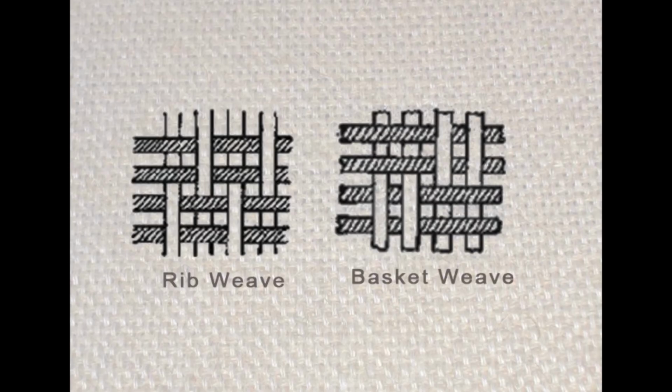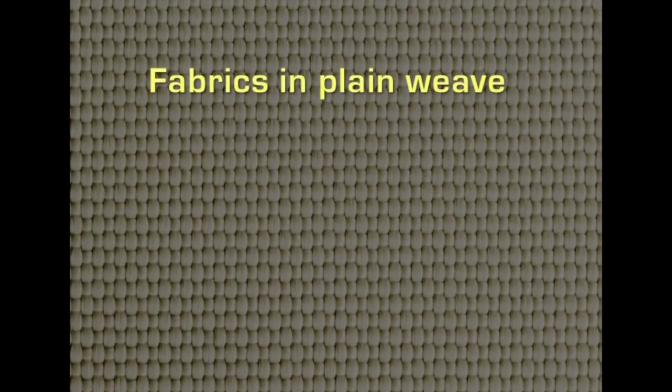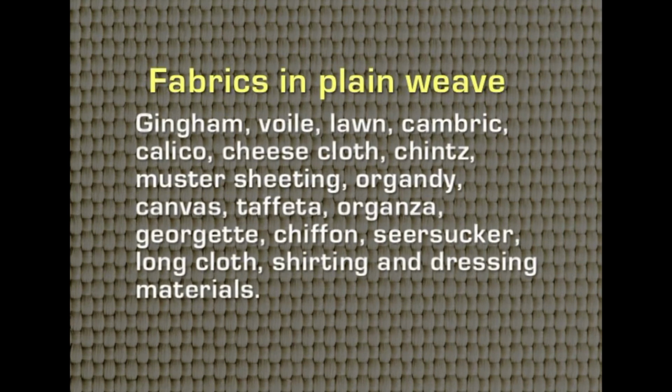This depends upon the thickness of the yarns that are used, and also the more number of yarns used as a single yarn. And the fabrics woven in plain weave are gingham, voile, lawn, cambric, calico, cheesecloth, chintz, mustard, sheeting, organdy, canvas, taffeta, organza, georgette, chiffon, seersucker, long cloth, shirting and dressing materials, all are woven in plain weave.